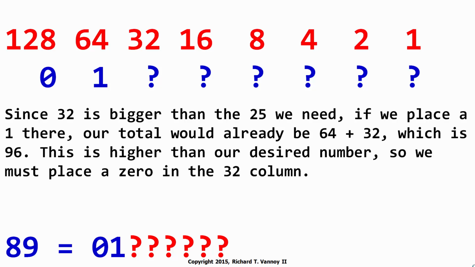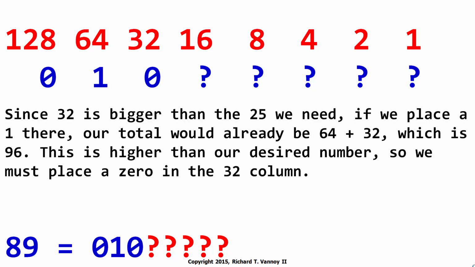Well, we need 25 more. We don't need 32. 32 is too big. So 32 is bigger than the 25 we need. We can't put a 1 there because a 1 would give our total right now as 64 plus 32, which is 96. We're too high. We've overshot 89. So the 32 column is going to have to contain a 0. So we put a 0 in the 32 column. We're back to our 25.